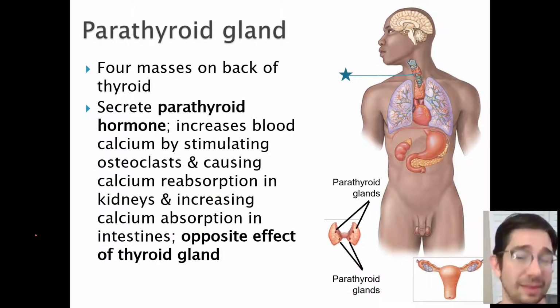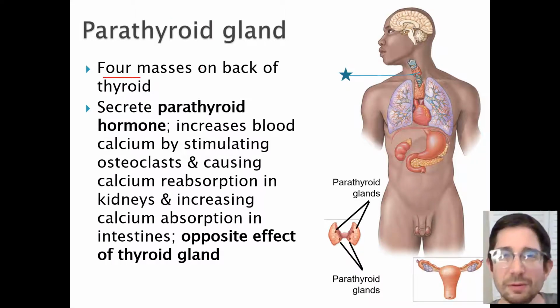So it's going to have the opposite effect of the thyroid gland's hormone called calcitonin. The parathyroid gland, there's actually 4-ish, you may have a little more, masses or chunks of tissue. They're on the back of the thyroid gland, so kind of embedded inside the thyroid gland, but they're separate organs, and they make parathyroid hormone. Pretty straightforward name. And in this case, we're going to increase blood calcium. So we're going to do the opposite. We're going to increase blood calcium.